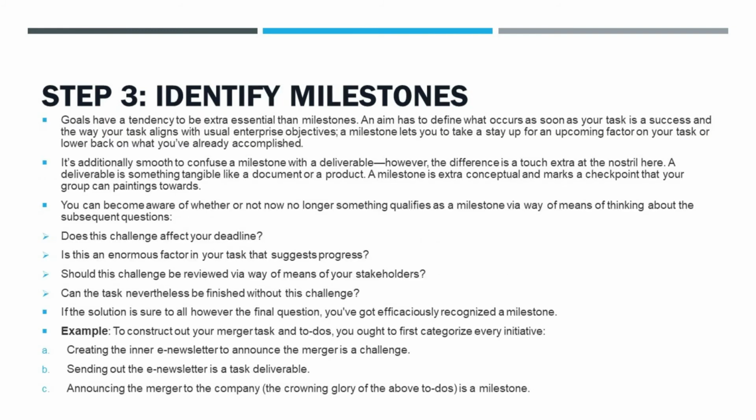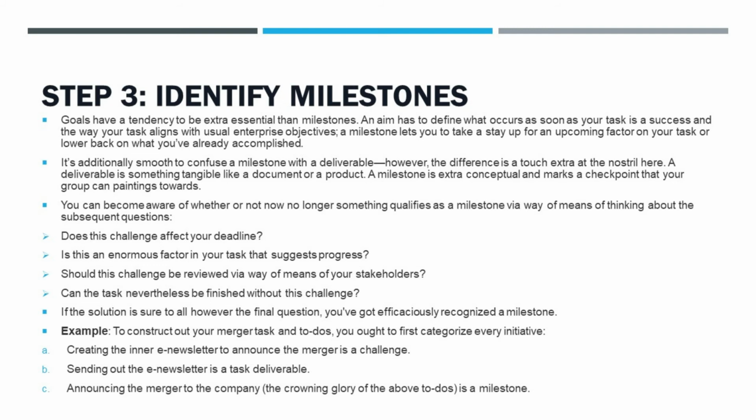Step 3. Identify milestones. Goals tend to be more essential than milestones. A goal is to define what happens once your project is successful and the way your project aligns with overall business objectives. A milestone lets you look forward to an upcoming point in your project or back on what you've already accomplished. It's also easy to confuse a milestone with a deliverable, but the difference is a little more on the nose here.